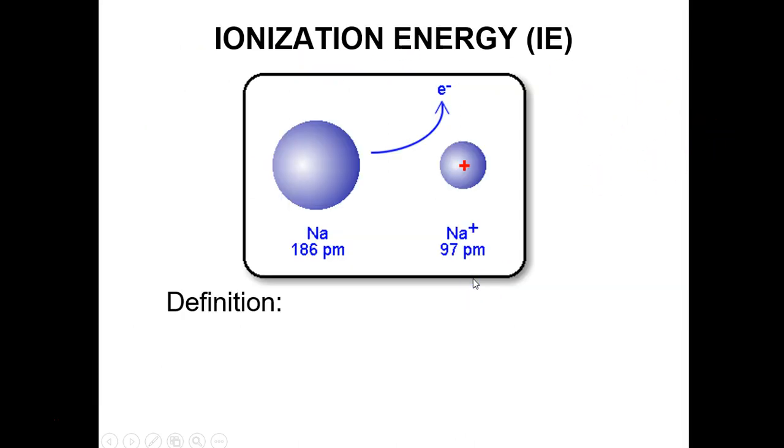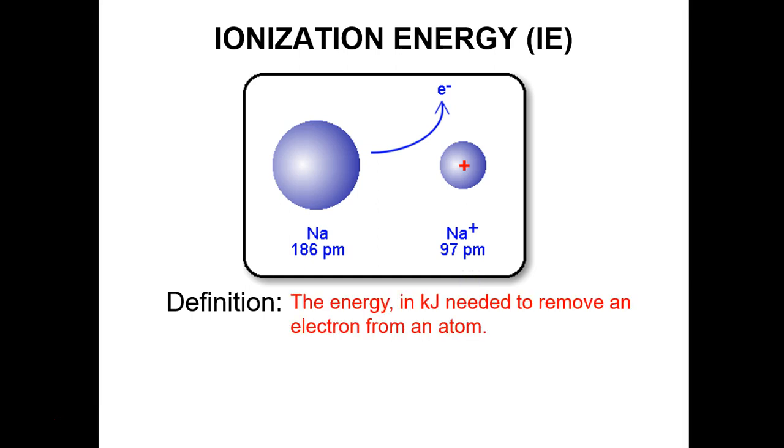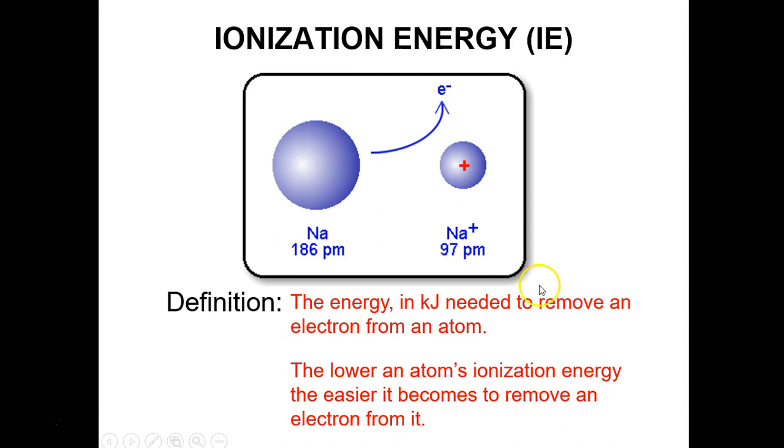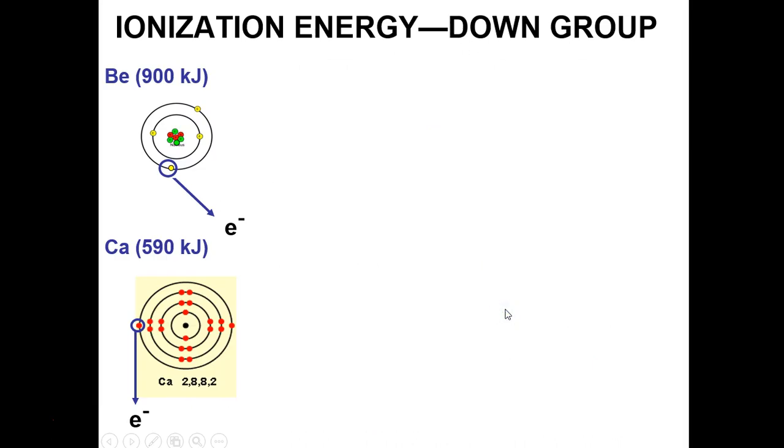All right, ionization energy. Ionization energy is defined as the energy in kilojoules needed to remove an electron from an atom in the gas phase. All right, so the lower an atom's ionization energy, the easier it will become to remove electrons from it. So ionization energy down a group. So the trend down a group is that ionization energy decreases.